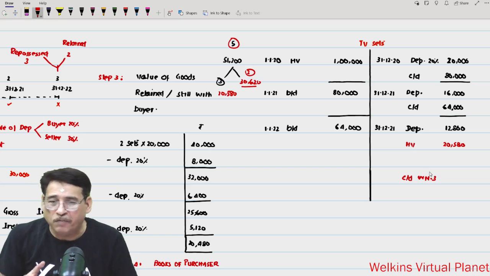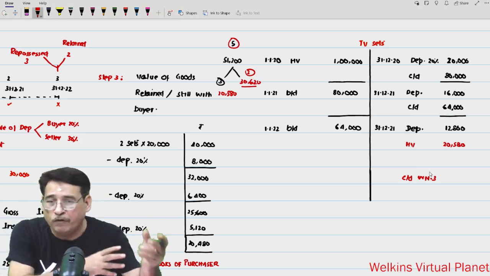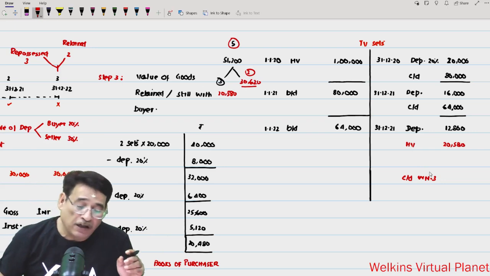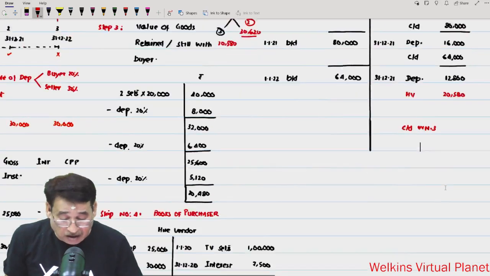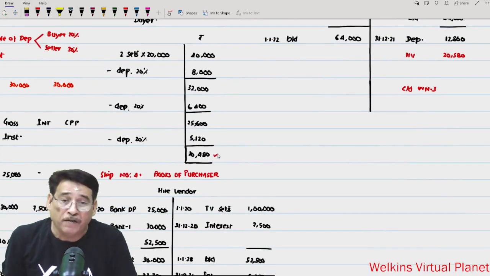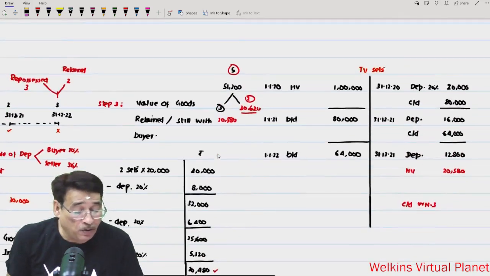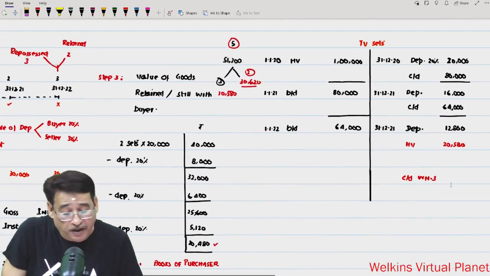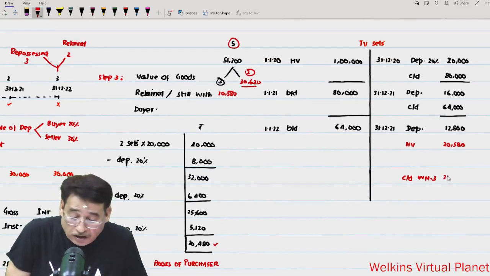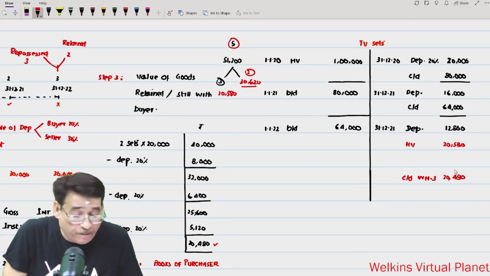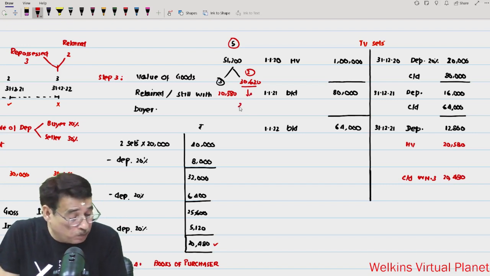We have already determined the value of 2 TV sets which are lying with the buyer, if you remember. We did that in working note number 3. Is it clear to you or not? In working note number 3, I will show you, this is the value, 20,480. Are you getting my point or not? So the value should have been 30,620, but the actual closing value is 20,480. That is why there is a loss of 10,140.